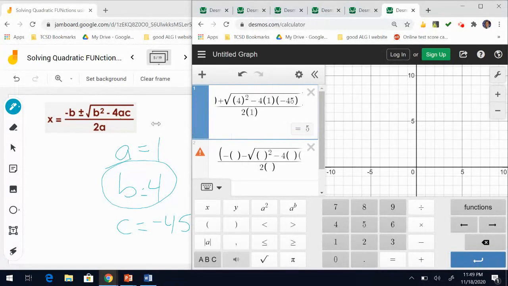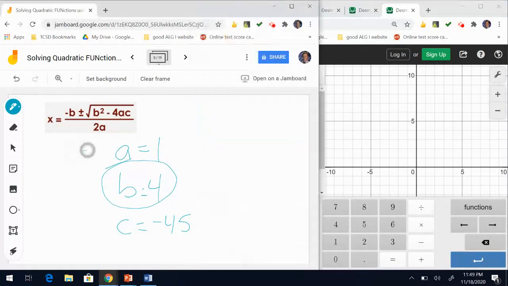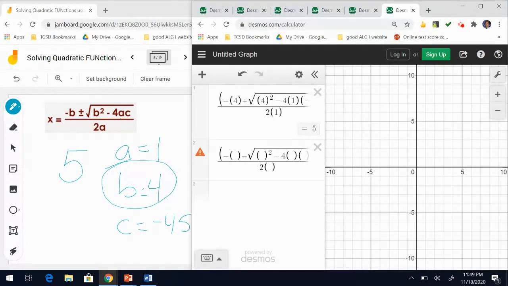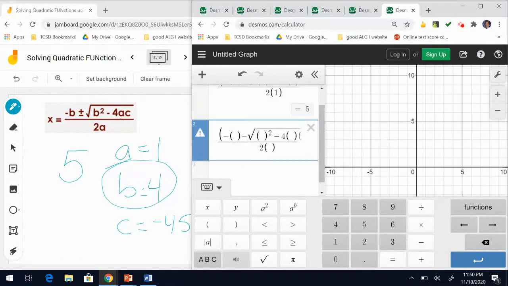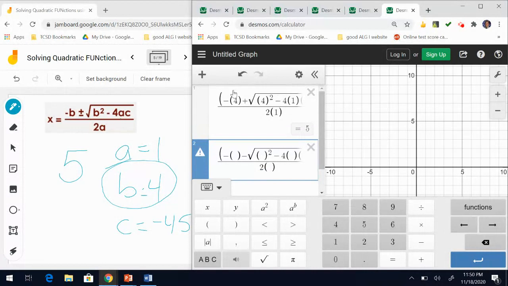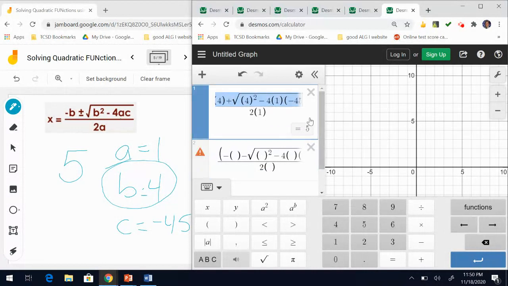All right, what did I get for my answer? I got 5. So one of my answers is 5. That was the positive one. Remember how I have this positive right here? That's the right arm. The left arm is the negative. Again, I'm just going to put in the exact same information. You could actually copy this one, right? Copy what you just did, if I can copy it all.